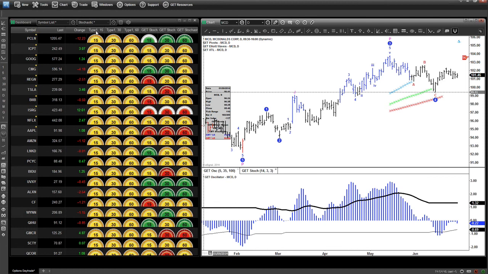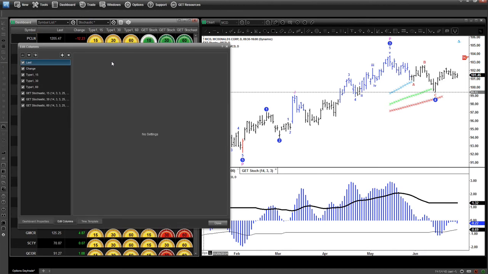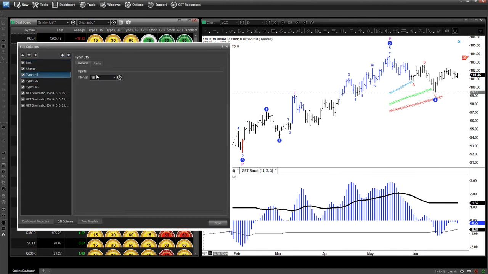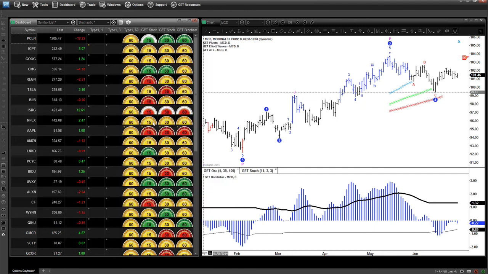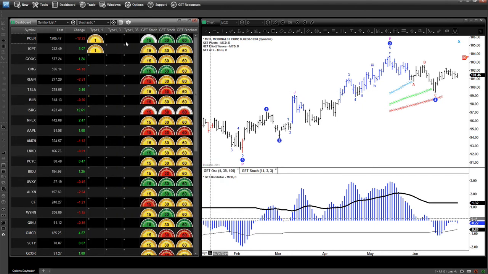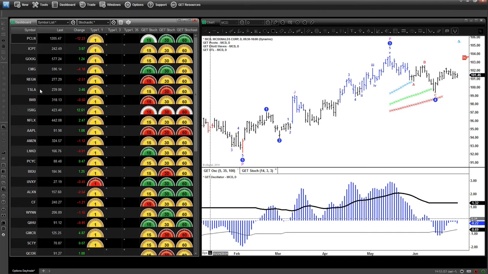I can change this for those of you that don't want to trade 15-minute charts. I can make that a 1-minute chart. I can make this a 3-minute chart. Make that a 35-minute chart. I can add more gauges to it if I want to see more potential trading opportunities. I do a lot of intraday trading now on options. So these are set to some of the bigger movers, Priceline, Google, Chipotle, and things like that.